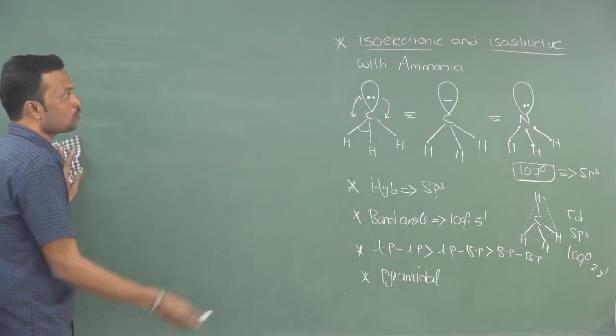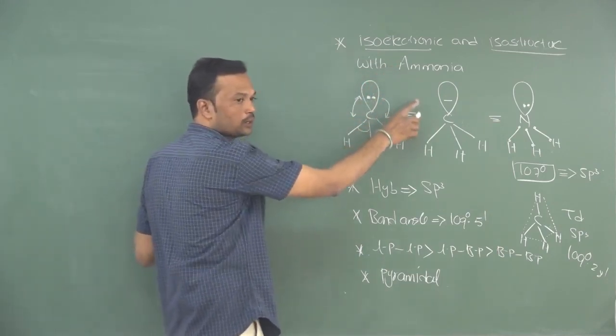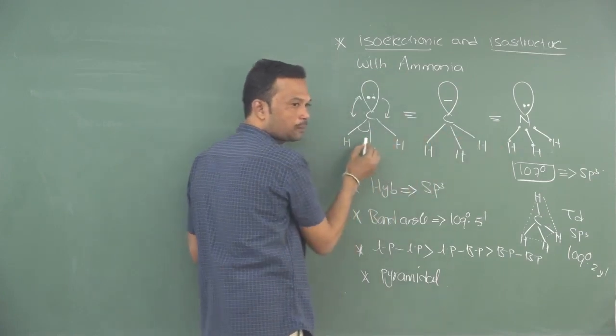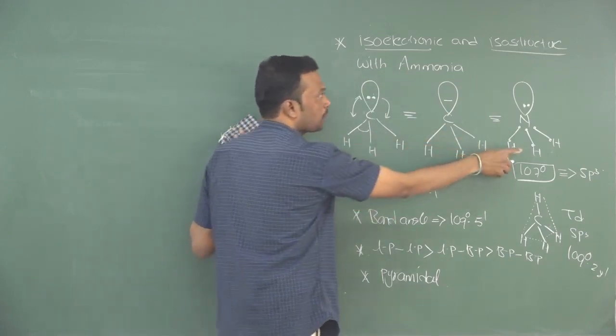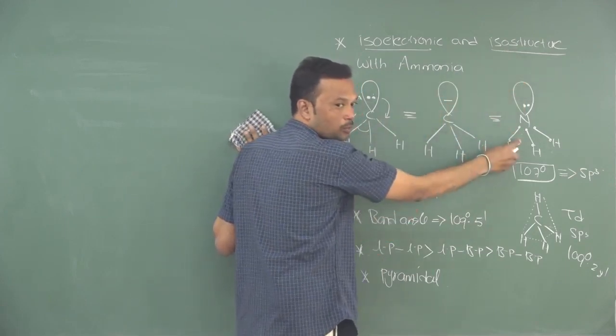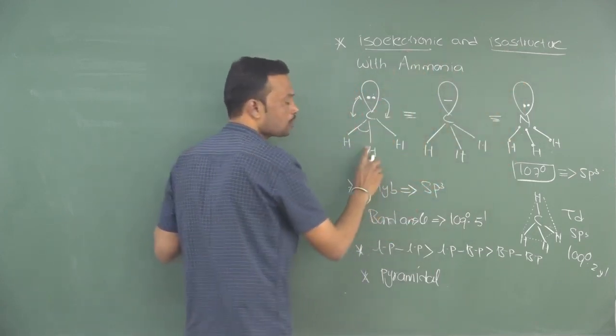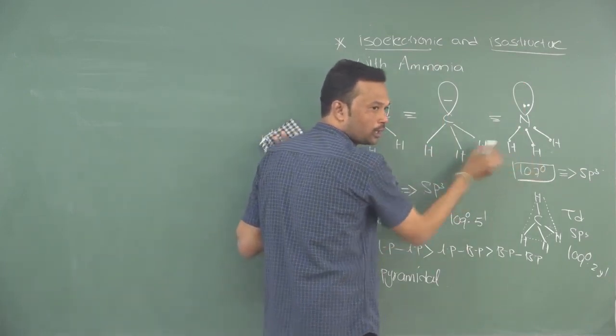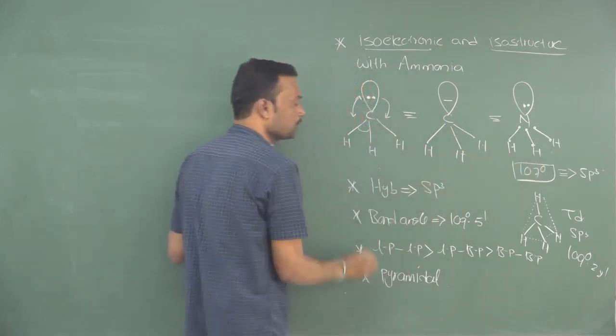Clear? It is isoelectronic and isostructural with which one? Ammonia. How many electrons are present? 8 electrons. Here also 8 electrons. What is the shape? Pyramidal. That's why it is isostructural. Isostructural means the same structure as that of ammonia, and the same number of electrons as that of ammonia. Okay? They only differ in their bond angle, between ammonia and which one? The carbanion, methyl carbanion.